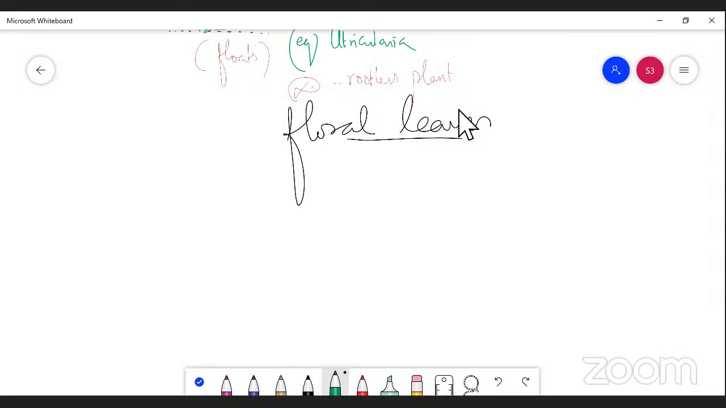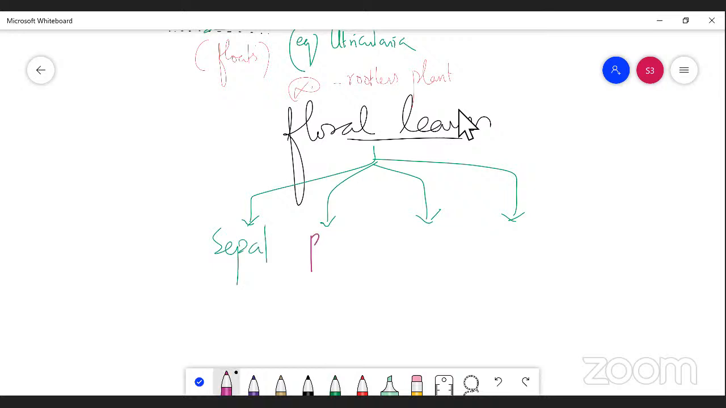Sometimes floral leaves are like a sepal or petal. They are protected in nature, right? What are floral leaves? Generally, the floral leaves are of the following types. The first one is the sepal. The second one is the petal, which is colored in nature. That is the second whorl of the flower. The third one is the androecium. The next one is the gynoecium.